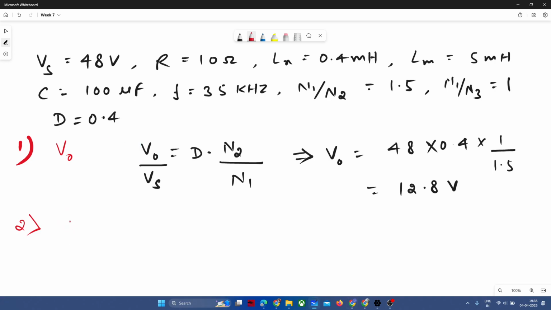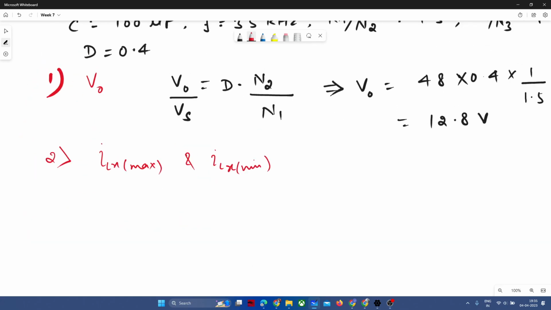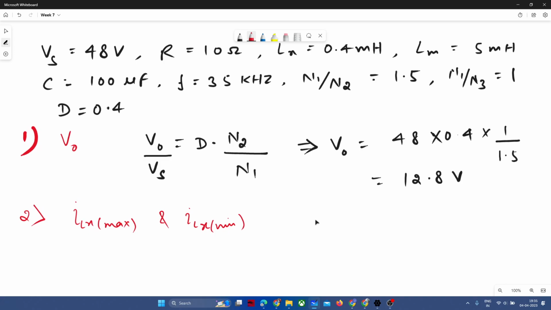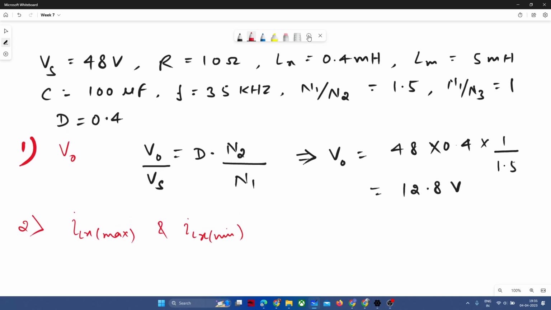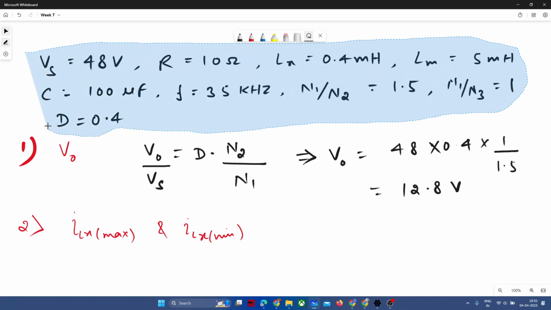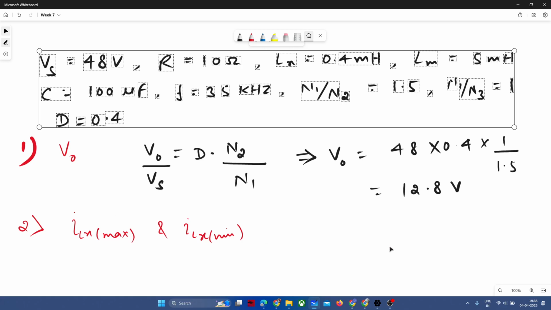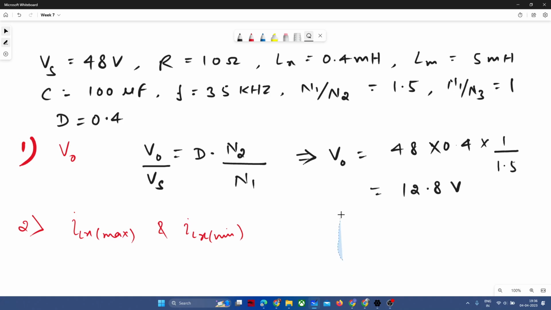So in the second part we are asked for ILX maximum and ILX minimum. Okay. So how to approach this with these given parameters? How to approach this kind of thing, ILX max and ILX min? Any suggestion? Any approach? So we need del IL, no? We need del IL, that you are right. Let me write it.